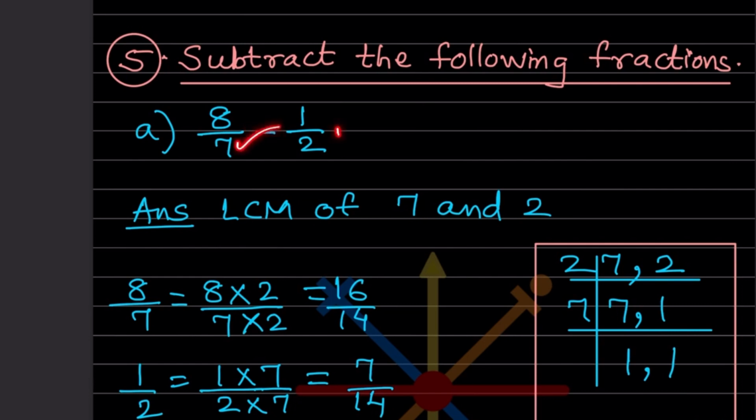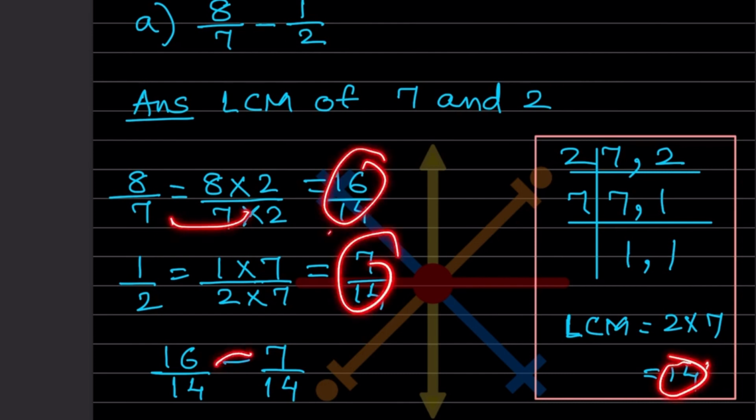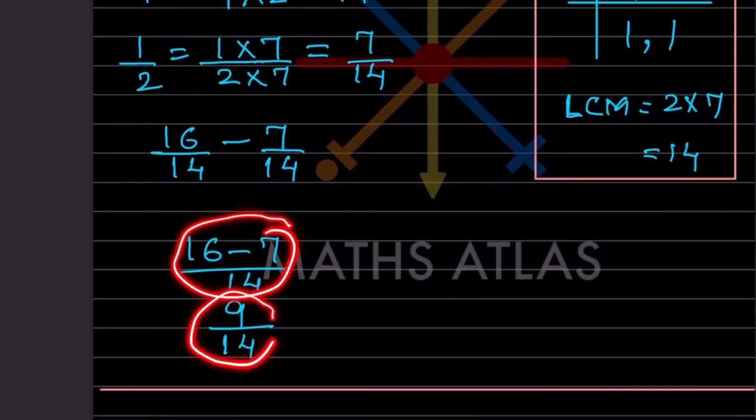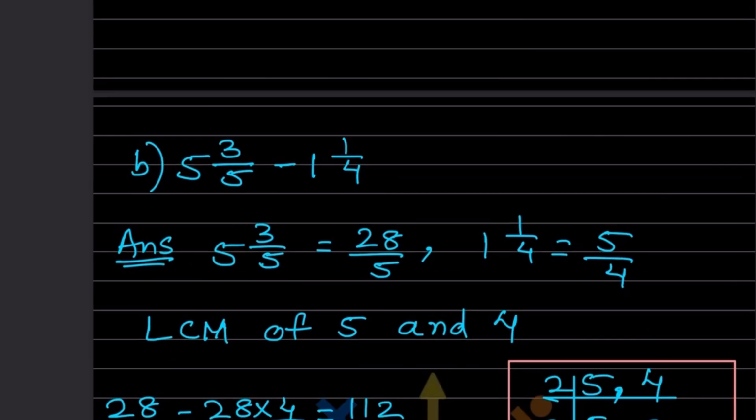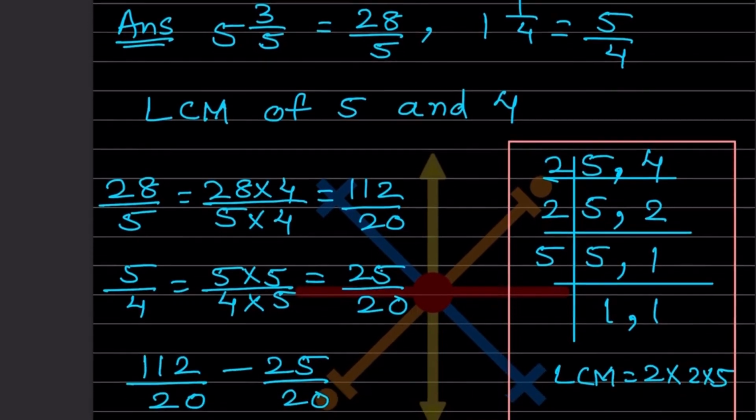Now look at here, 7 and 2. We'll take the LCM of this one. And the only thing is here, your 14 is the LCM. And when you are doing this final one, you are just going to subtract it. Rest all steps are the same. Same over here. Just the mixed fraction, you have to make it improper first. And then take the LCM.